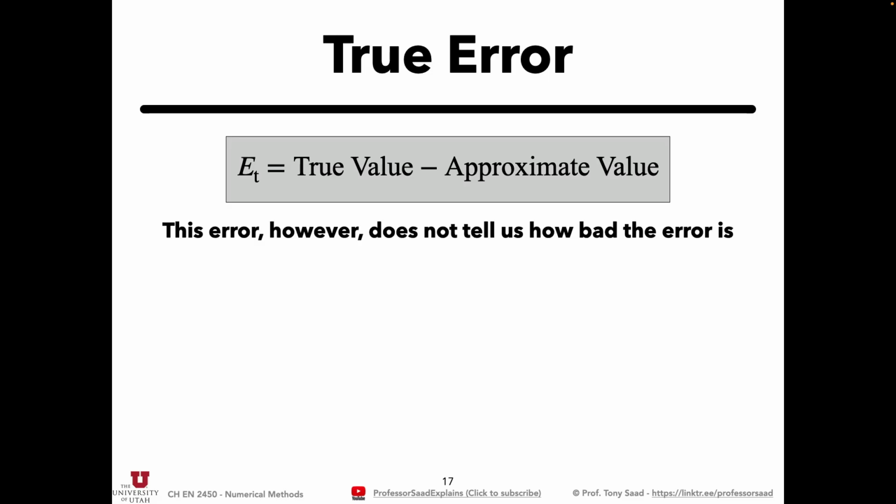This error, however, does not tell us how bad the error is. So, okay, we got 0.6 and 0.05. Is this good or bad? Is it a big error or a small error? I know the error went down, but is 0.05 a large number in the error or not? I can't tell. I need to measure it relative to something else.